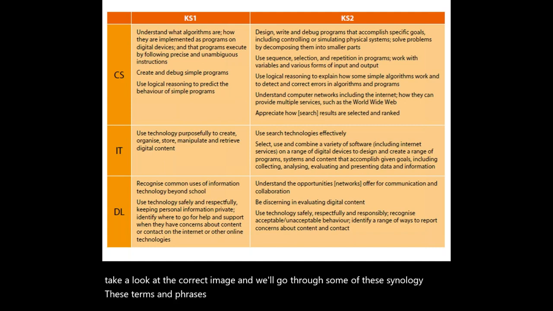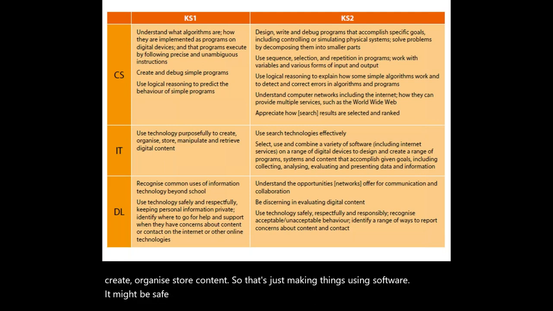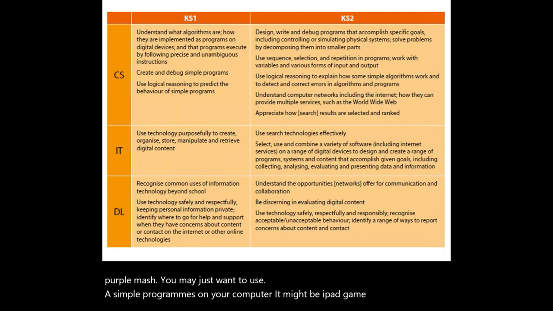So the IT strand: use technology purposely to create, organize, store content. So that's just making things using software. So it might be, say, Paint, Publisher. You may have bought into bits of software like Purple Mash. You may just want to use simple programs on your computer. It might be iPad creation things like the iPad Paint programs and so on.